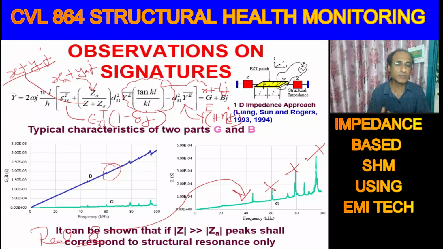See, there are two systems. One is the piezo sensor. The piezo sensor has its own resonance frequencies. The structure has its own resonance frequencies. So if the magnitude of the structure impedance is very large, then practically all the peaks will be the resonance frequencies of the structure and not the piezo patch. But otherwise, it will be a composite, combined resonance, where the peaks are at some frequency which might be closer to the resonance frequency of the piezo sensor rather than the structure. This happens in some structures.